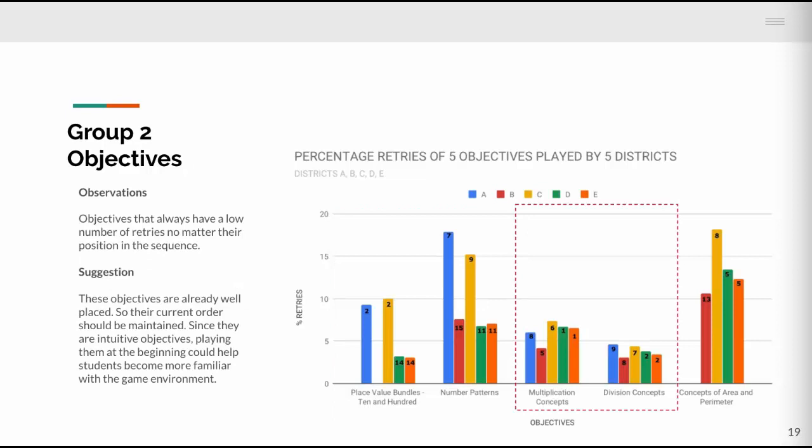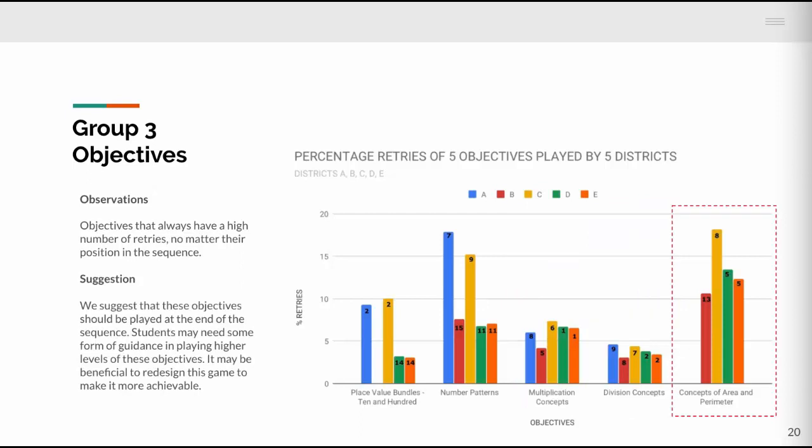From the plot above, multiplication concepts and division concepts fall into Group 2 because they are easy no matter the order they were played. We believe that these objectives are already well placed, so their current order should be maintained. We suggest that some of these objectives should be played at the beginning of the sequence to help the students become more familiar with the game environment.